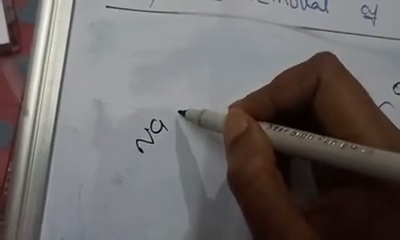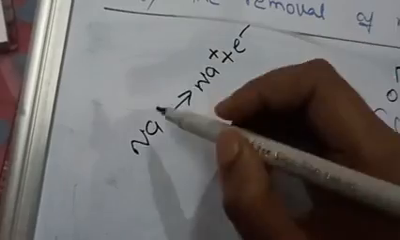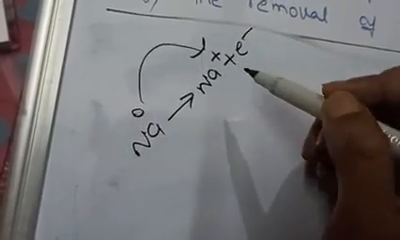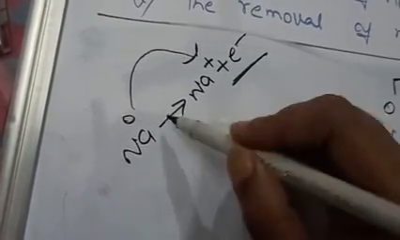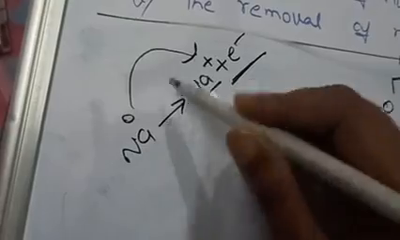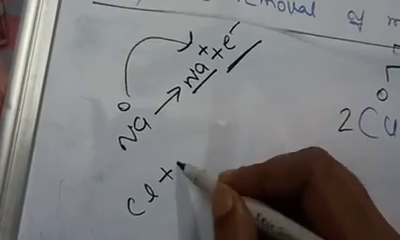If we have a sodium atom here, and you remove the electron from the sodium, then it will make sodium plus ion and an electron, because it is going from 0 to +1 state. 0 to +1 state means it is the loss of electron. So here it is losing the electrons, that's why it is making sodium plus ion. So it is oxidation.